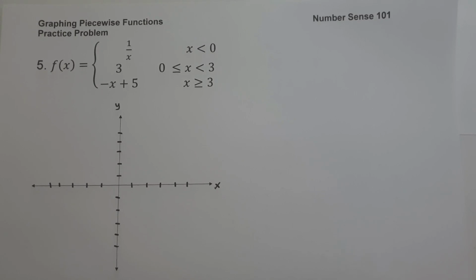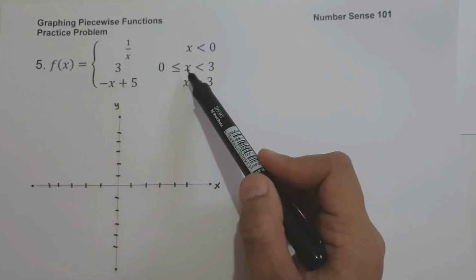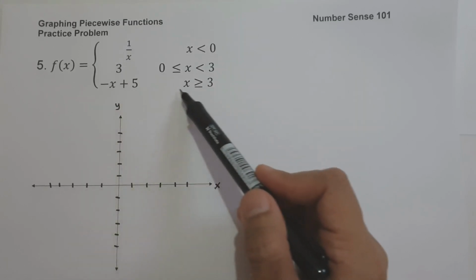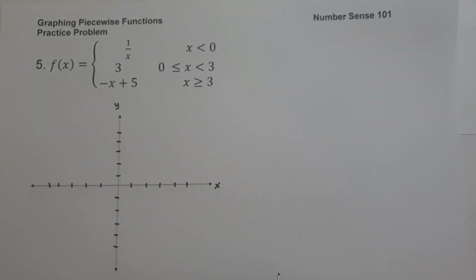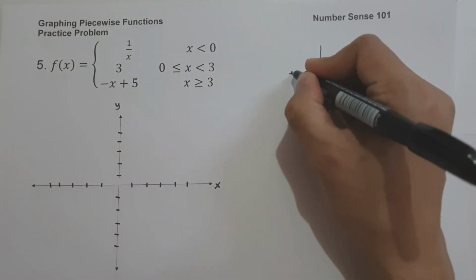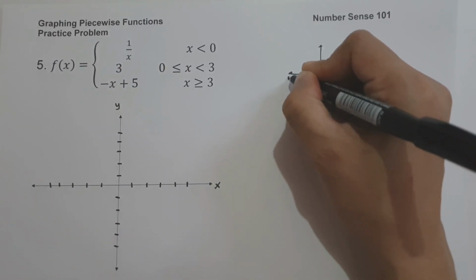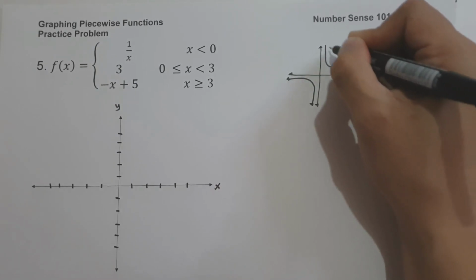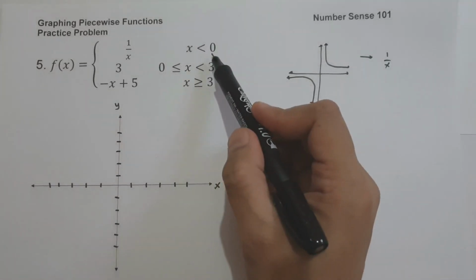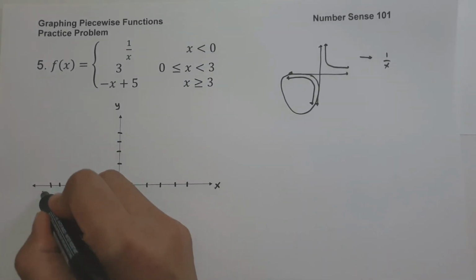Example number 5, f of x is equal to 1 over x when x is less than 0, and it's equal to 3 when x is greater than or equal to 0 but less than 3, and it's equal to negative x plus 5 when x is greater than or equal to 3. So if you are going to draw the graph of 1 over x, it should be something like this. So this will be the graph of 1 over x. Since x is less than 0, we only need this part of the graph. So let us draw here.